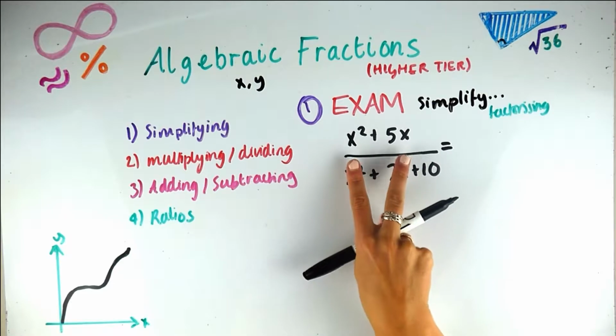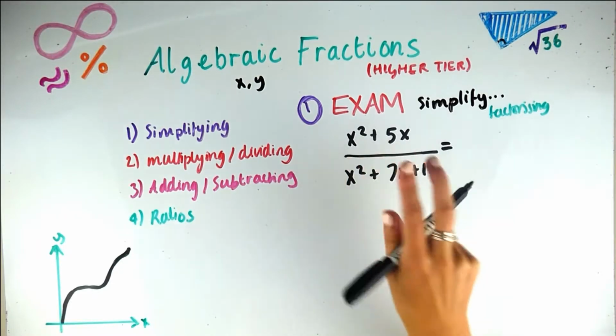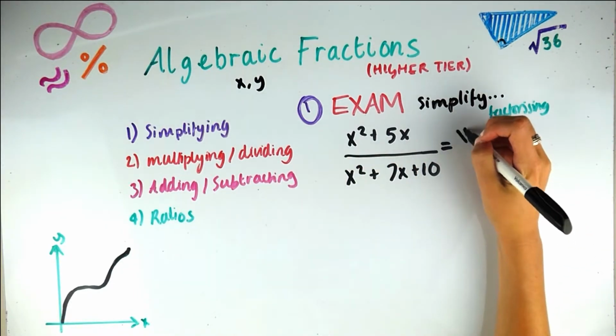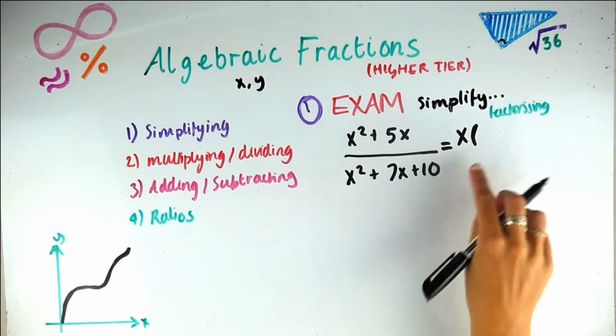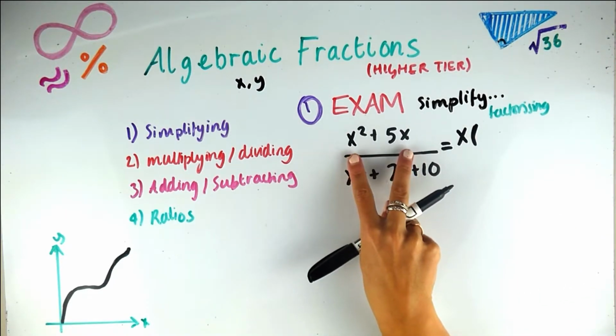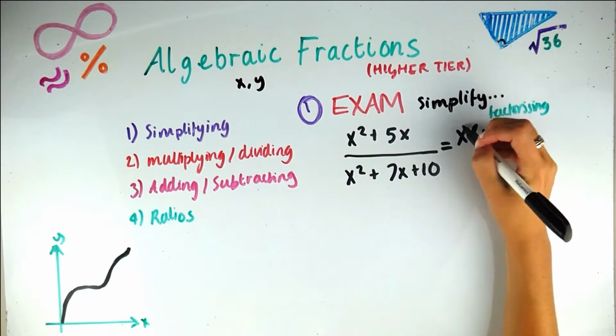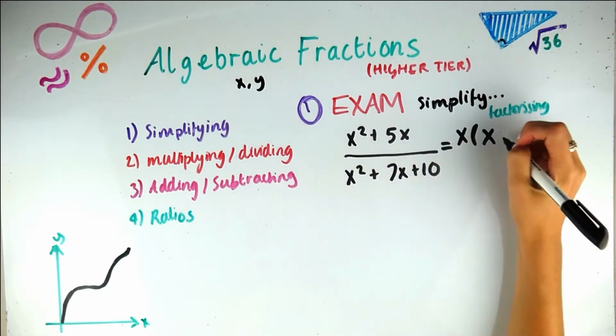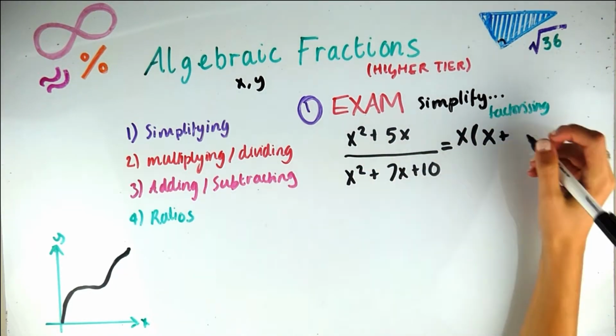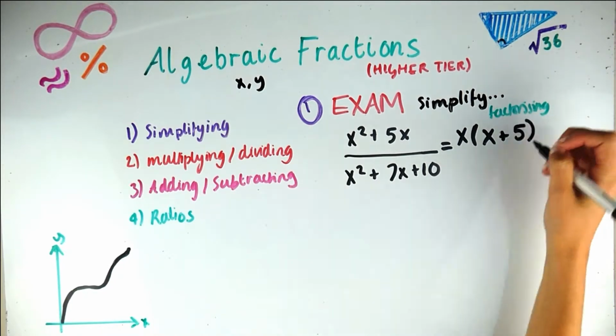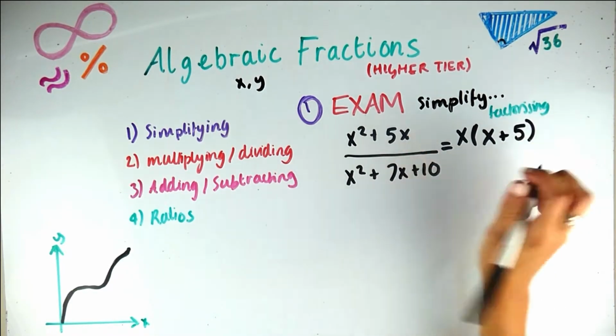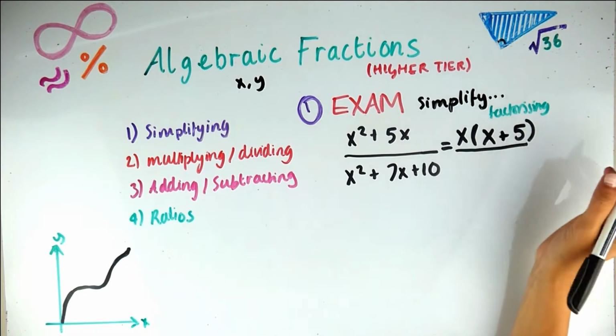We need to pull out something that is common to x squared and 5x, and that is x, which is in both of those. So what do I put in this bracket? I'm going to put an x, because if I multiply x by x, I get x squared. And I need 5x, so I need a 5 here. If I expand that out, I get that back, so you can check that if you want.